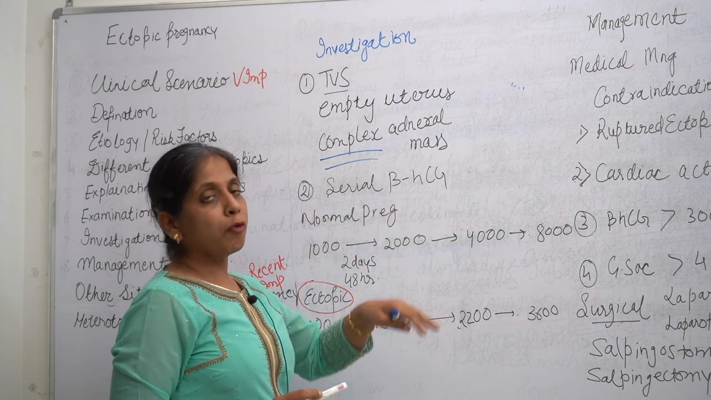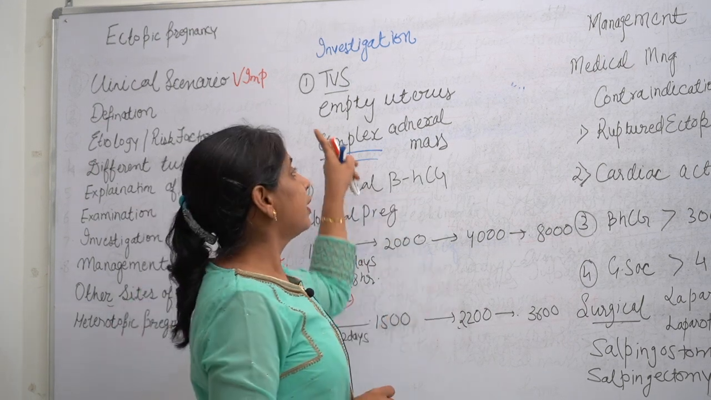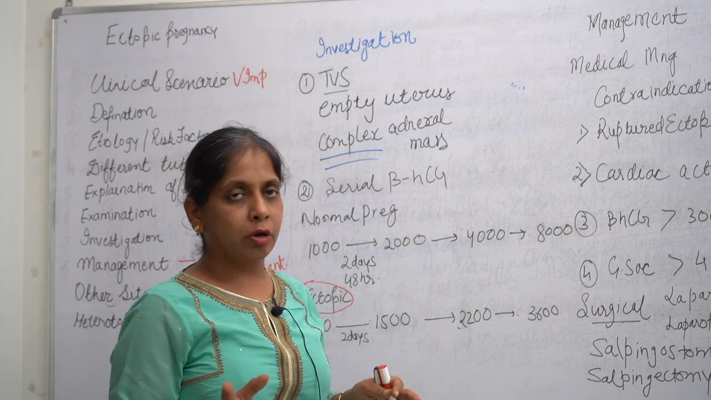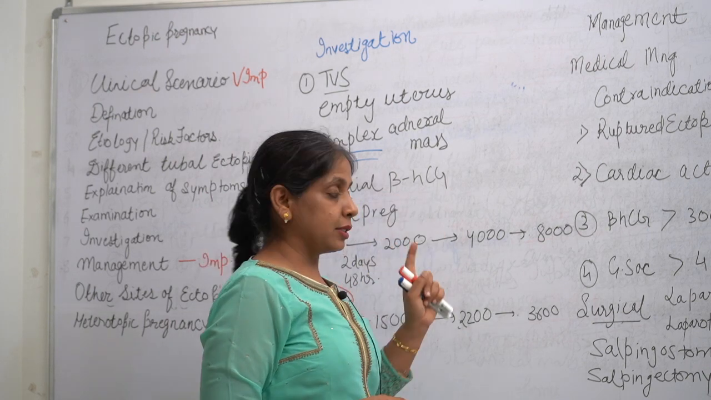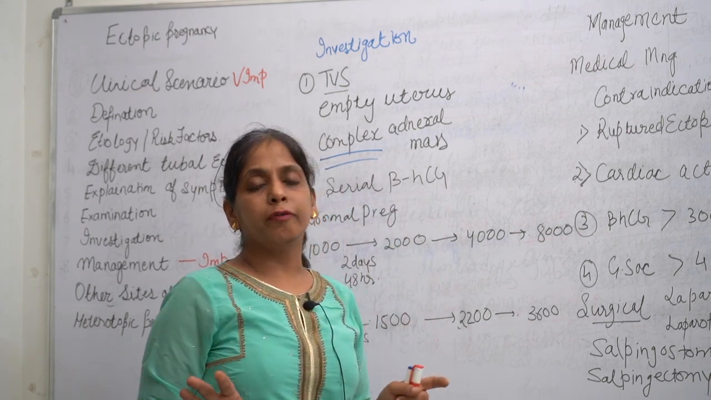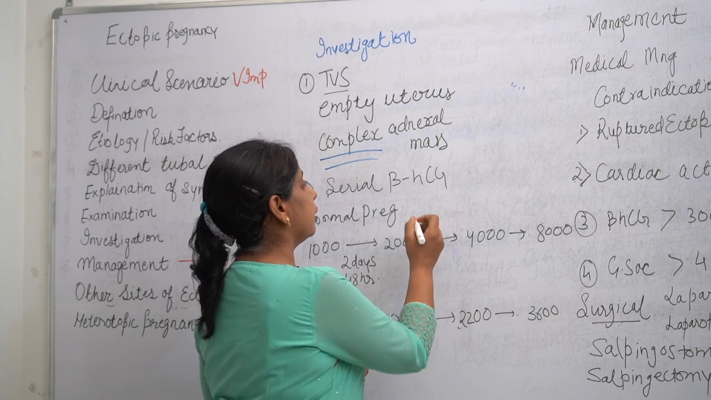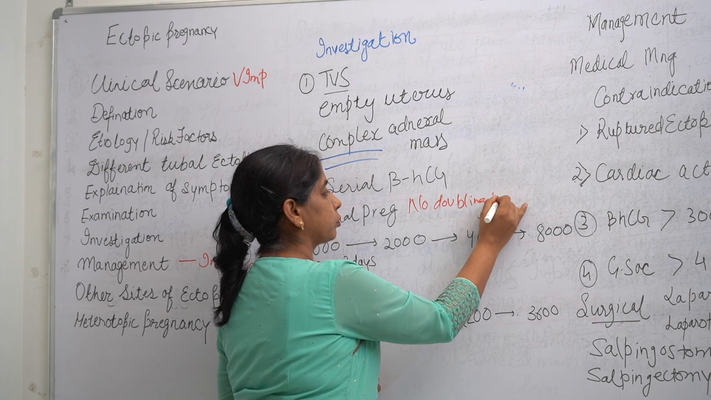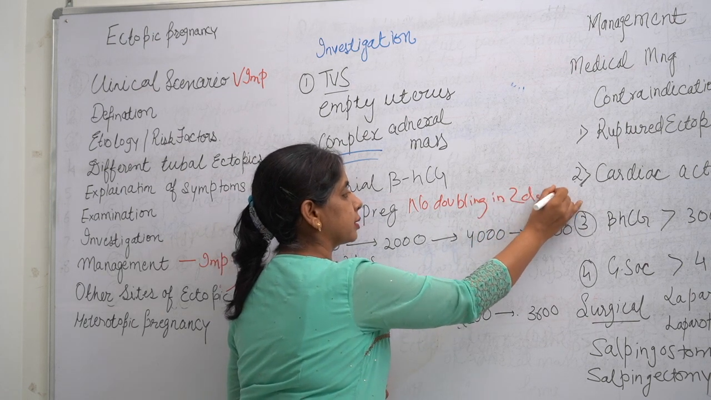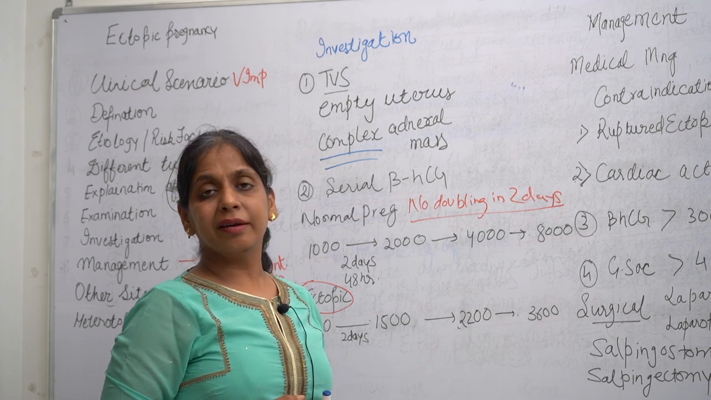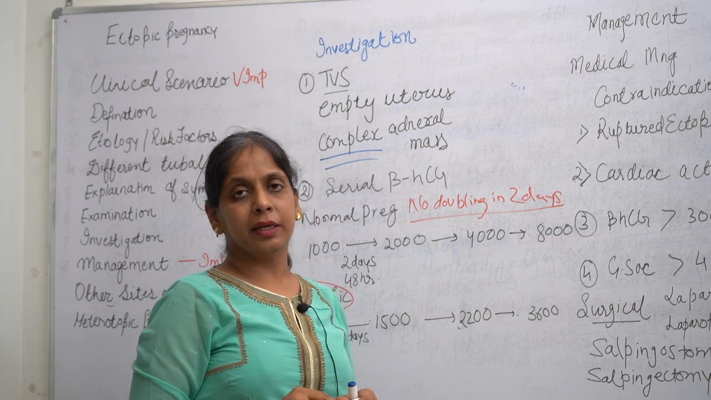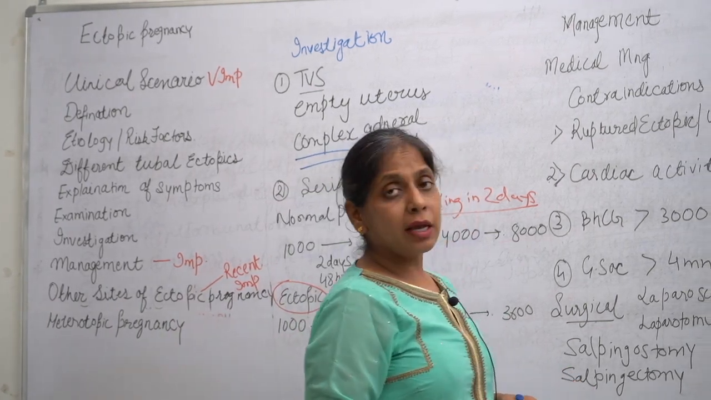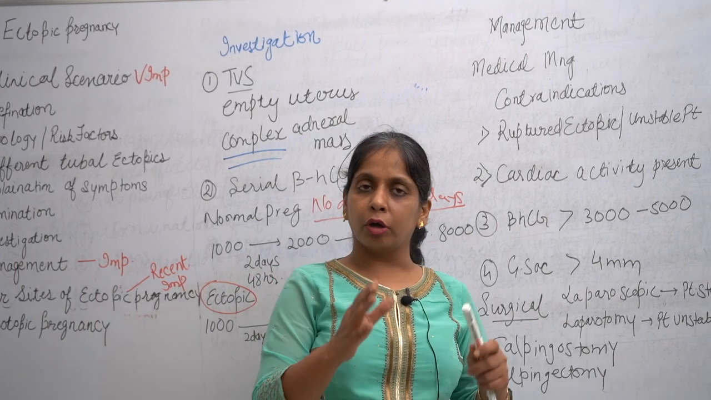So we will go for serial beta HCG if we don't have findings on the scan, and if we have time, meaning it's not a ruptured ectopic. In serial beta HCG, we will find there is no doubling in 2 days. So doubling is absent in ectopic pregnancy, but there will be an increase. Now let's see how we manage this patient.